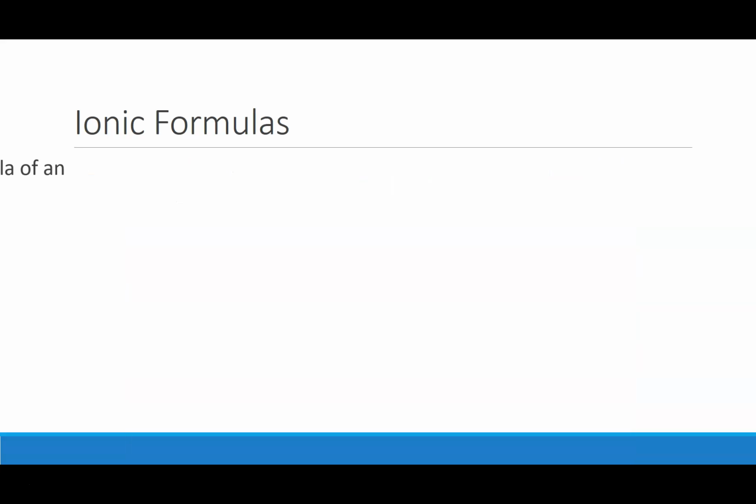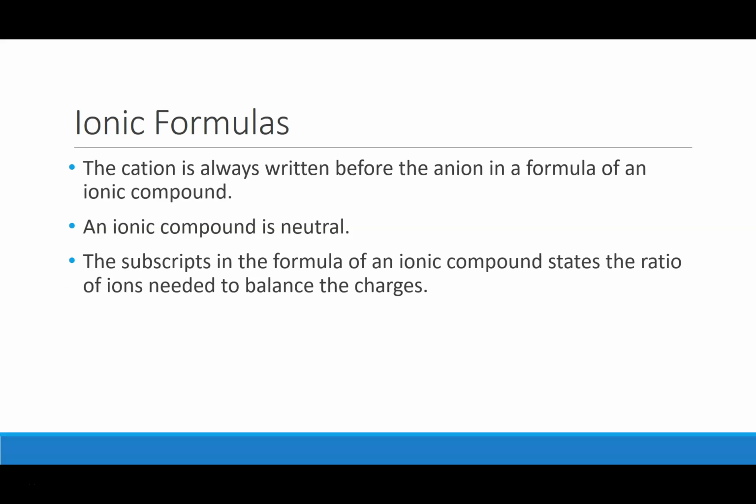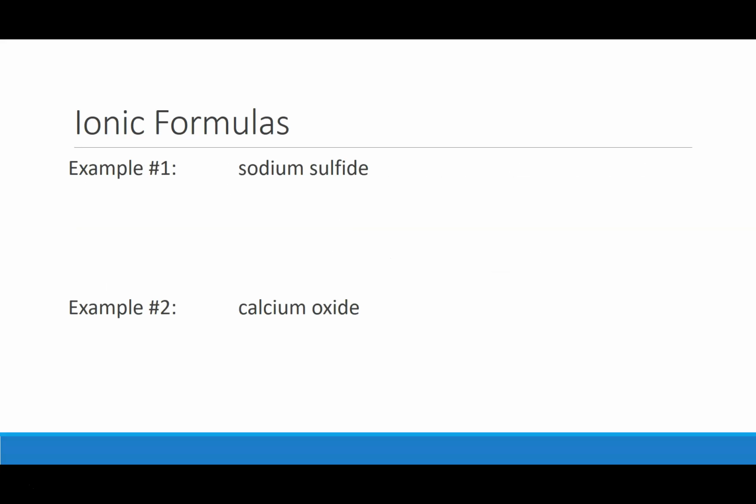When we write the chemical formula for an ionic compound, the cation is always written before the anion. The charge of an ionic compound is always neutral, meaning that the positive charge of the metal cation and the negative charge of the nonmetal anion cancel out with each other. The subscripts in the formula of an ionic compound give the ratio of the ions needed to make the charges cancel out. Let's do a few examples.